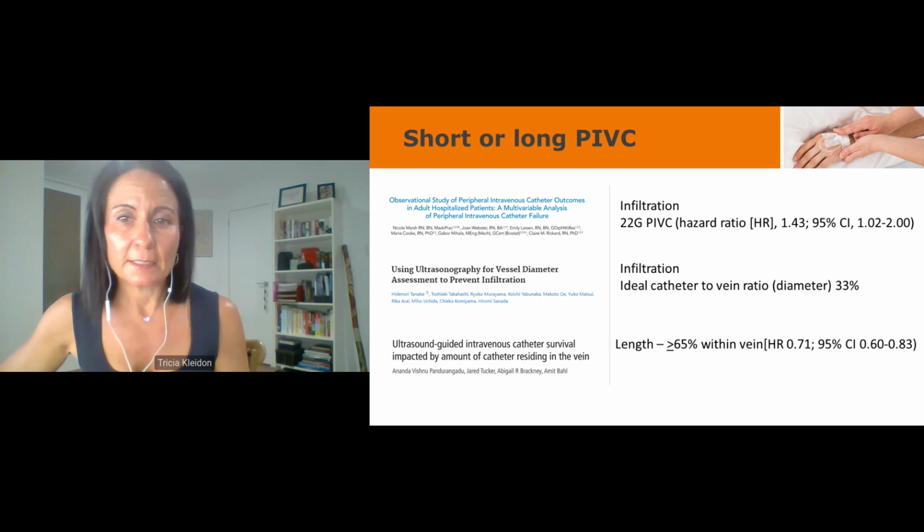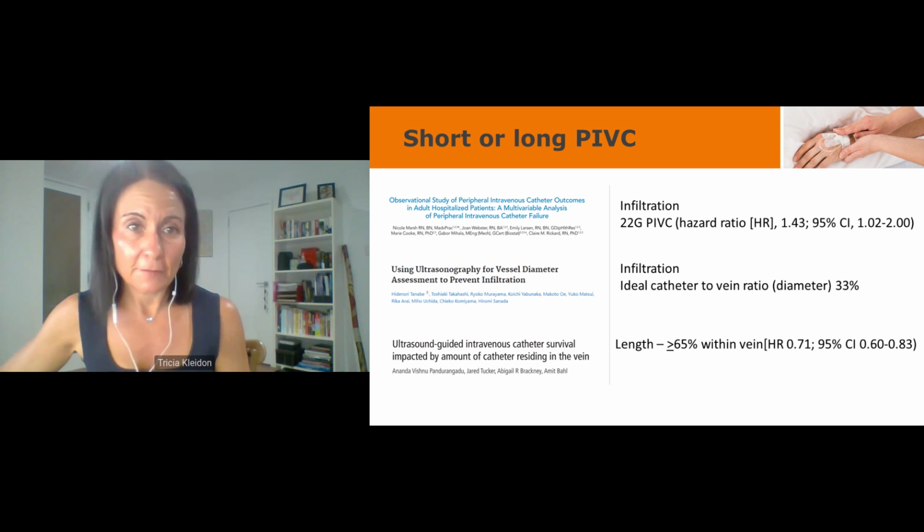And then 32% failed when there was between 1/3 and 2/3 of the catheter in the vein. And then they found that when there was 2/3 of the catheter residing in that actual vein, there was no failure. And they further determined that for every 5% increase of catheter in the vein, the risk of failure decreased by almost 30%. So whilst these studies have similar findings, we need to remember that they are observational and quite small in nature and have all been done on adult participants. So we really do need to consider how this relates to our field of practice.